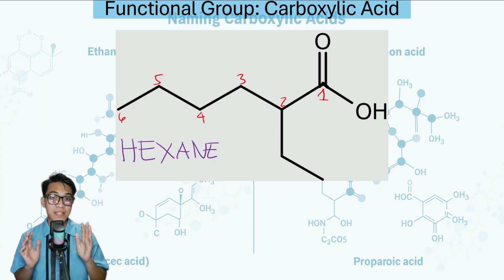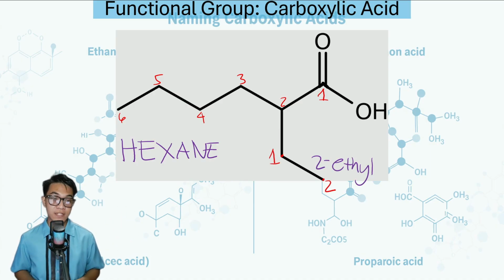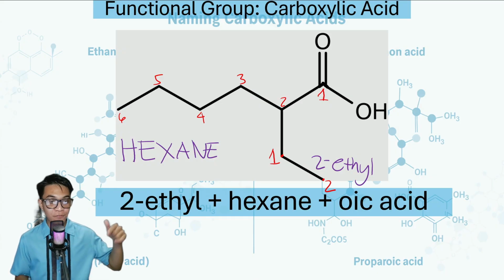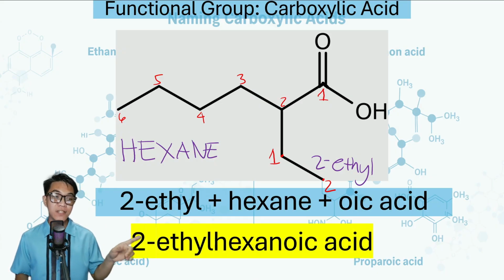Second thing, let's identify any substituents or branches. So in this case, we have a branch on the second carbon, and that's an ethyl group on the second carbon, so we name it 2-ethyl. So now that we have our parent chain and our substituents, it's now time for us to combine these variables. So we have 2-ethyl plus the parent chain of hexane plus the suffix of oic acid. Then we have our carboxylic acid name, which is 2-ethylhexanoic acid.